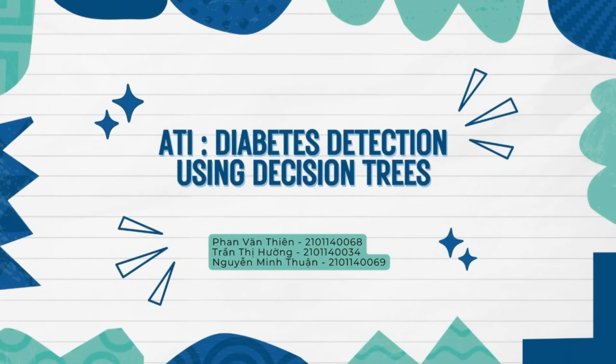Hello everyone. Today I'm excited to present our group project, diabetes detection using decision tree. This project combines the power of machine learning with healthcare to tackle one of the world's growing health challenges, diabetes. Our group has three members, including Phan Van Thien, 2101140068, and me, Minh.